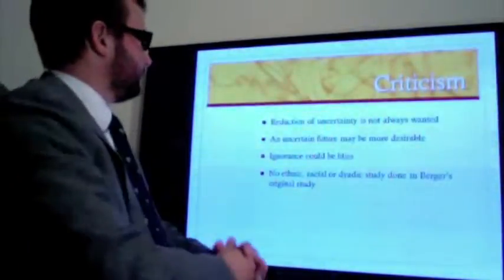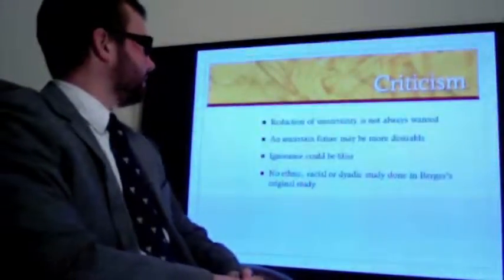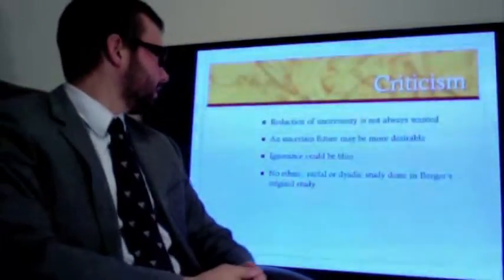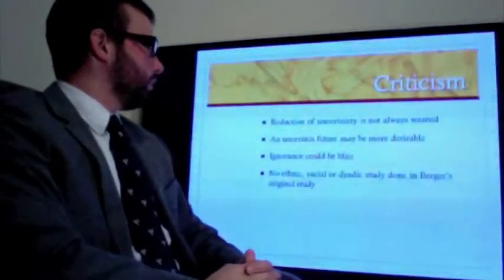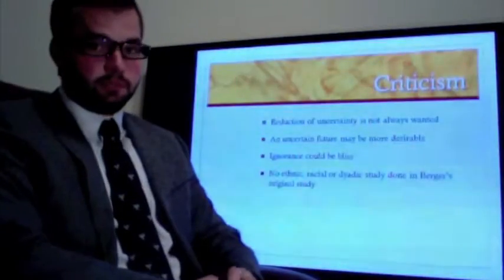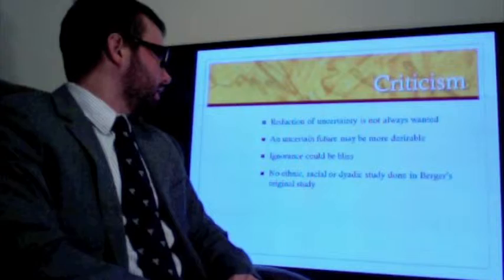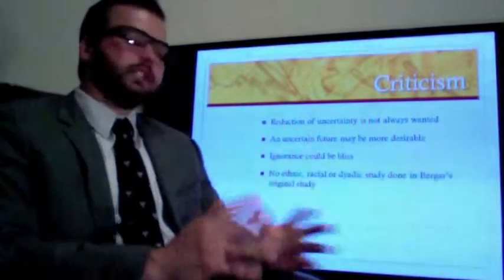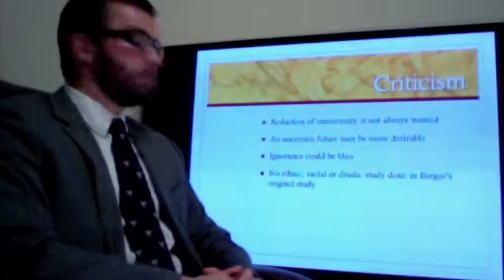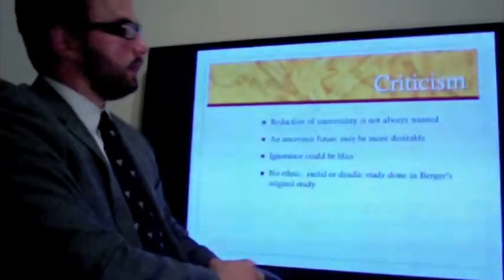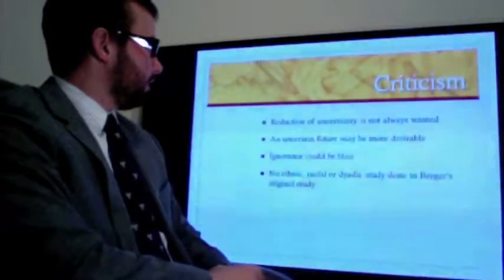There's a little criticism. People say that reduction of uncertainty is not always wanted, which I think is a good case. An uncertain future may be more desirable. Ignorance could be bliss. There also wasn't much research done in ethnic, racial, or any dyadic study in Berger's original work, but it was further amended and added to from other groups.